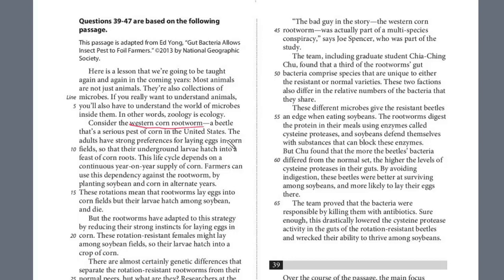They had a preference, the rootworms, for laying their eggs in corn, so the farmers alternated the crops. But then there's this rotation-resistant rootworm that would lay the eggs in the soybeans. So in the alternate year, the larvae would hatch in a crop of corn, and the scientists were really stumped for a long time about what causes these rootworms to adapt. They finally figured out that it wasn't the rootworms themselves, but the bacteria in their gut.